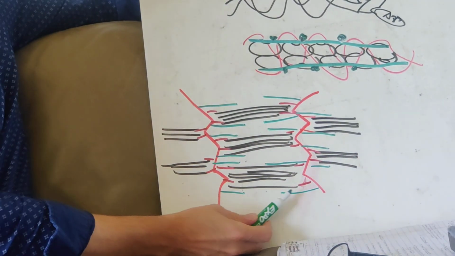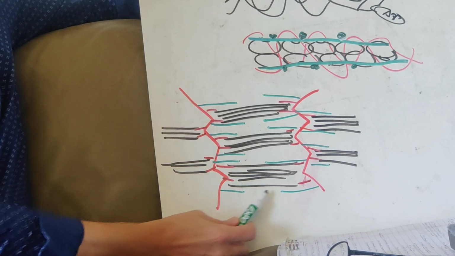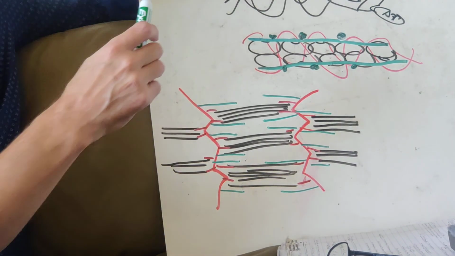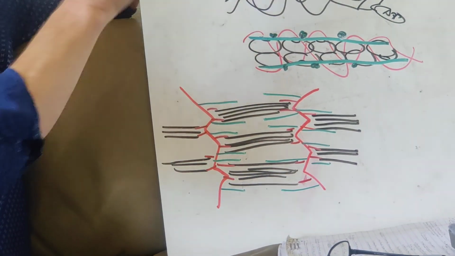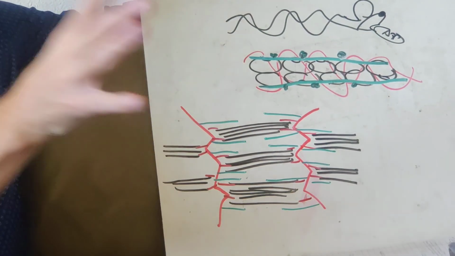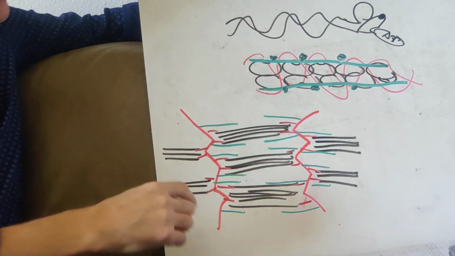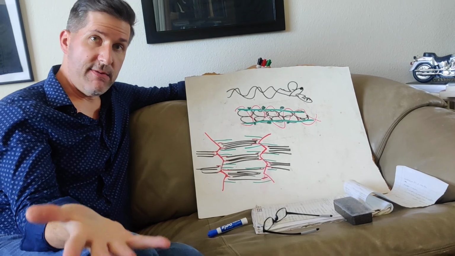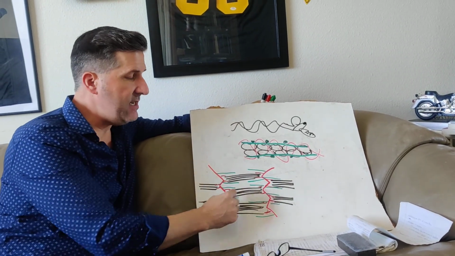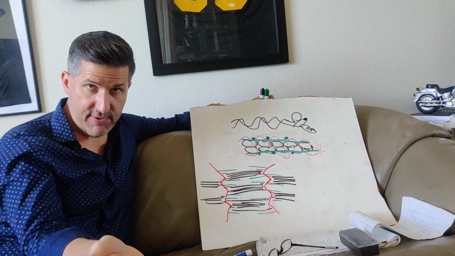Now notice the actin does not come all the way across. That's going to be important a little bit. Now follow. The blacks are myosins, the thick filaments. The red would be titin, the elastic filaments. The green would be the actin, the thin filaments.